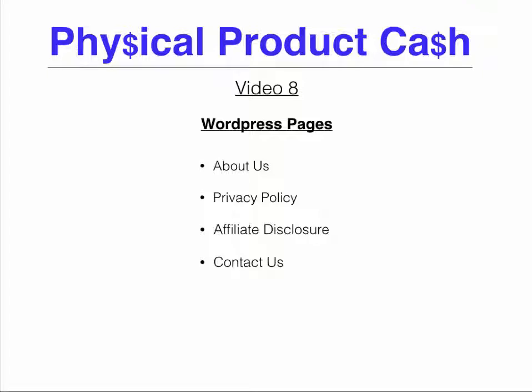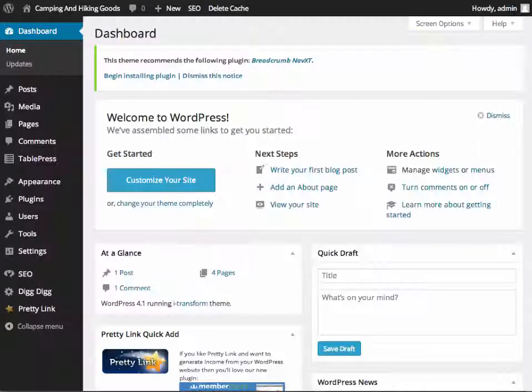So we have to create 4 basic pages in our website. Those are called the about us page, a privacy policy page, an affiliate disclosure page, and a contact us page. You might remember in the plugin setup we have done a privacy policy page already. So let's log into our admin panel and we will create these 4 pages.